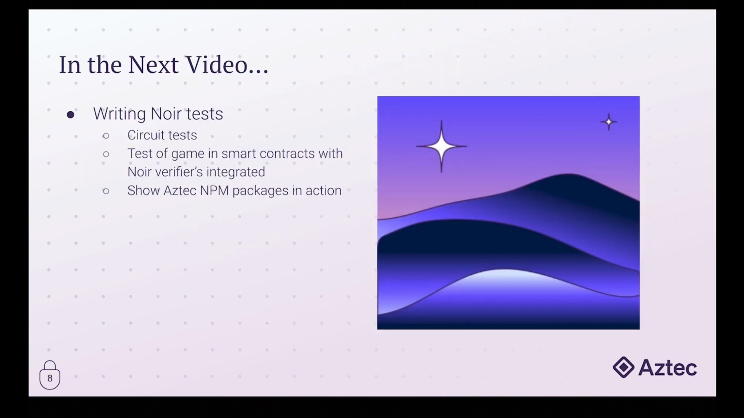In the next video, we're going to be looking at Noir testing. We're going to look at a file where we test our board and shot circuits, another file where we play an entire Battleship game on-chain with our board and shot verifiers integrated, and throughout this whole process show where the Aztec NPM packages come into play, where they can be used for testing in Noir, as well as just general purpose interacting with Noir proofs in TypeScript.